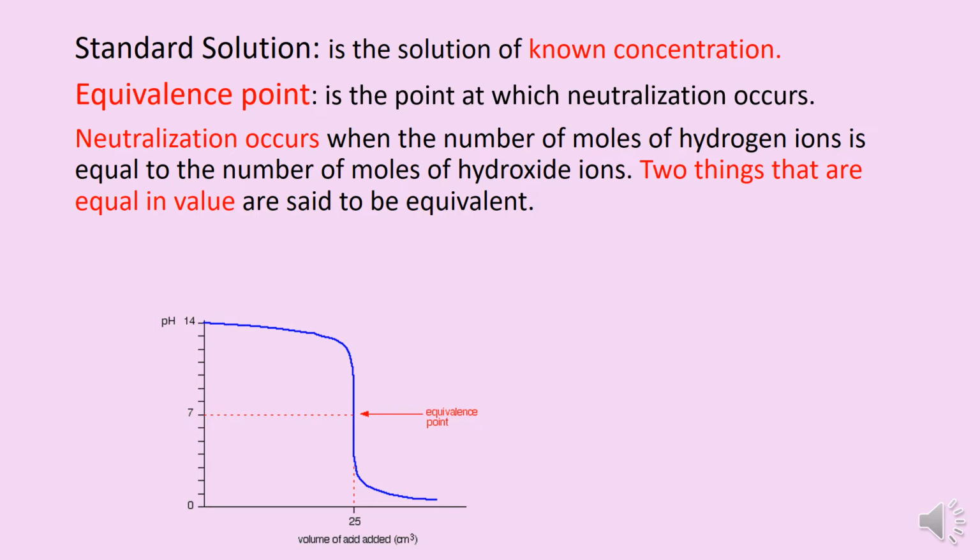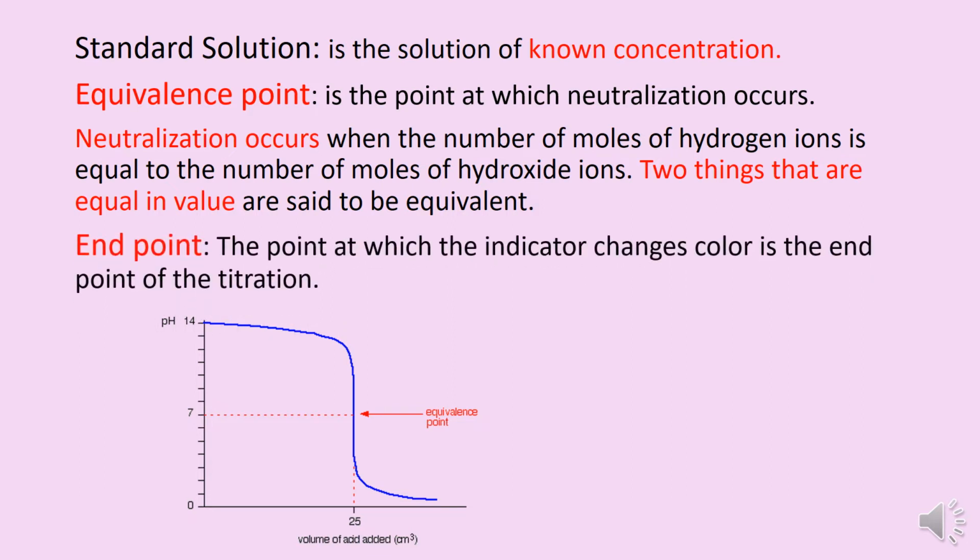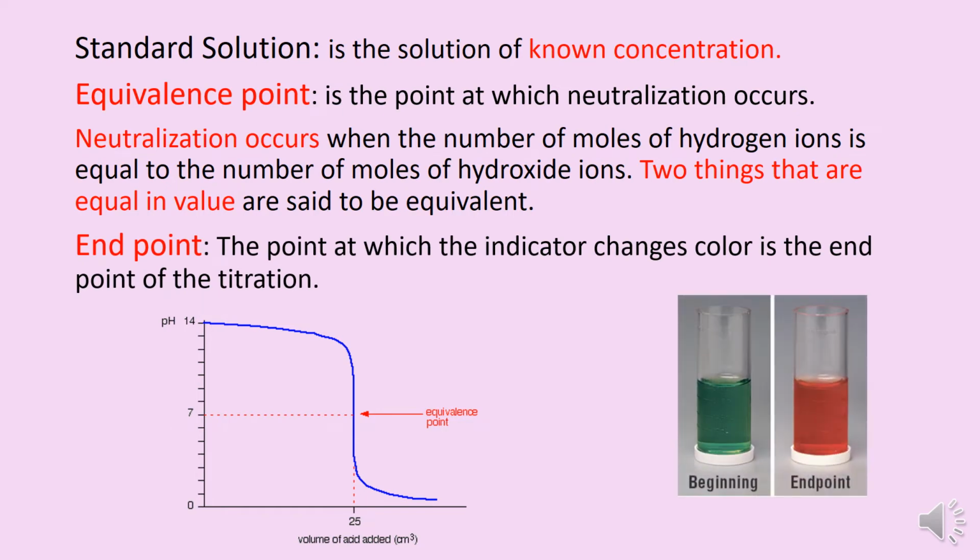Now, what is the end point? The point at which the indicator changes color is the end point of the titration, when you observe that there is a change in color. Here at the beginning, let's say that you have a green color and it becomes red.